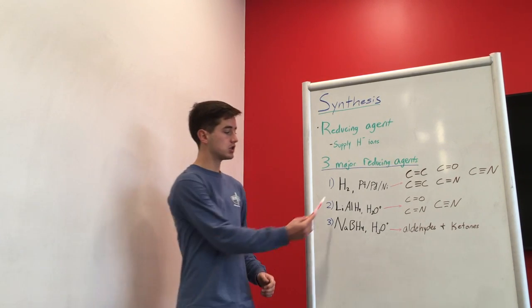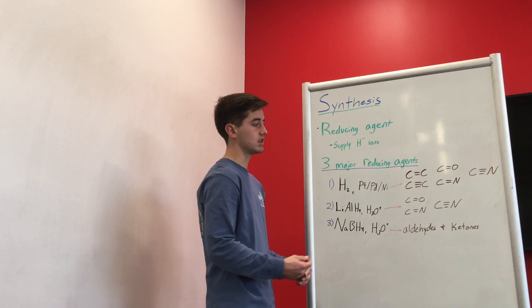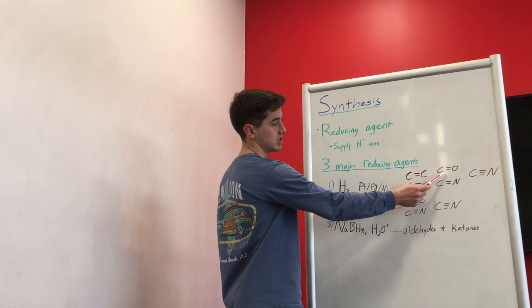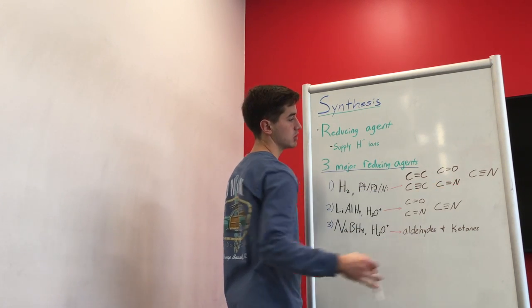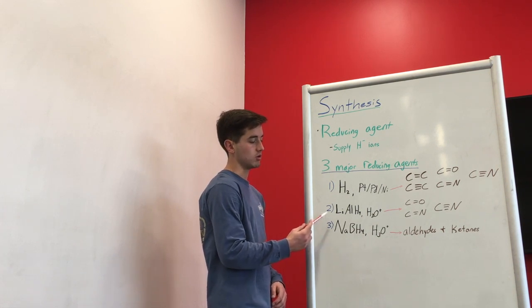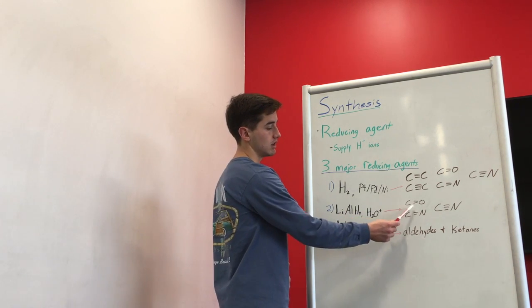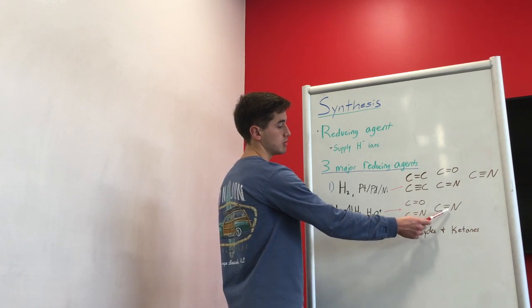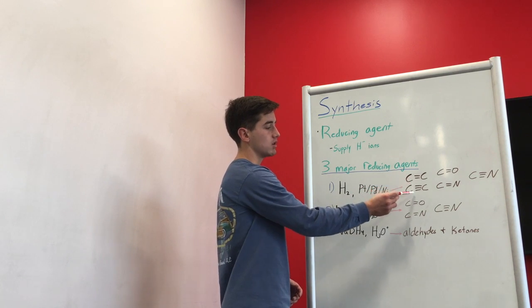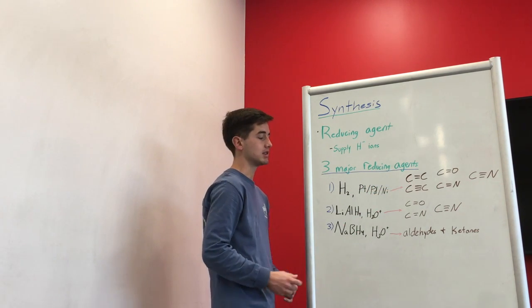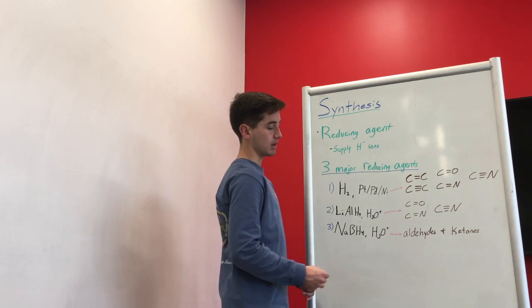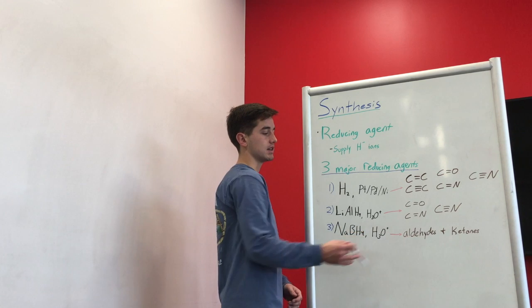And so for the H2 reducing agent, we see that it can reduce C=C, so alkenes, alkynes, C=O, C=N, and C≡N. For the second reducing agent, lithium aluminum hydride, we have C=O, C=N, and C≡N as all the agents that it can reduce. So it can't reduce C=C or C≡C. That's the difference between these two. And then we looked at sodium borohydride, and that can reduce only aldehydes and ketones.